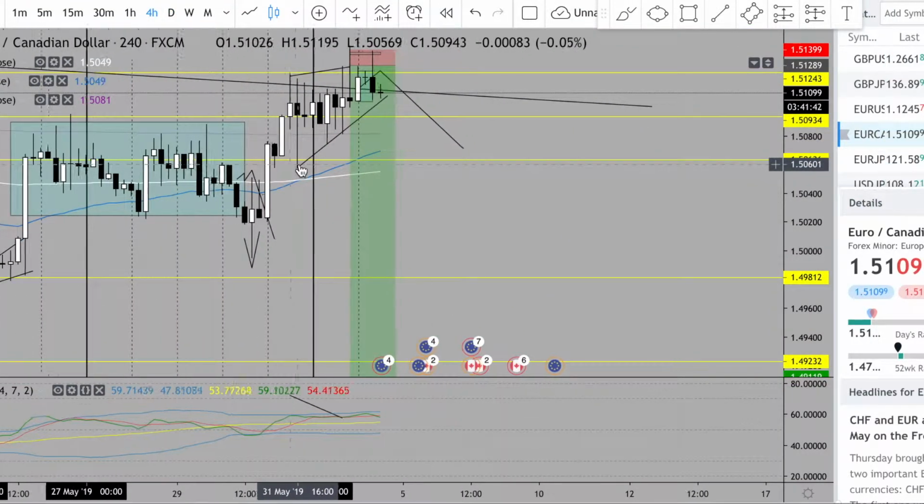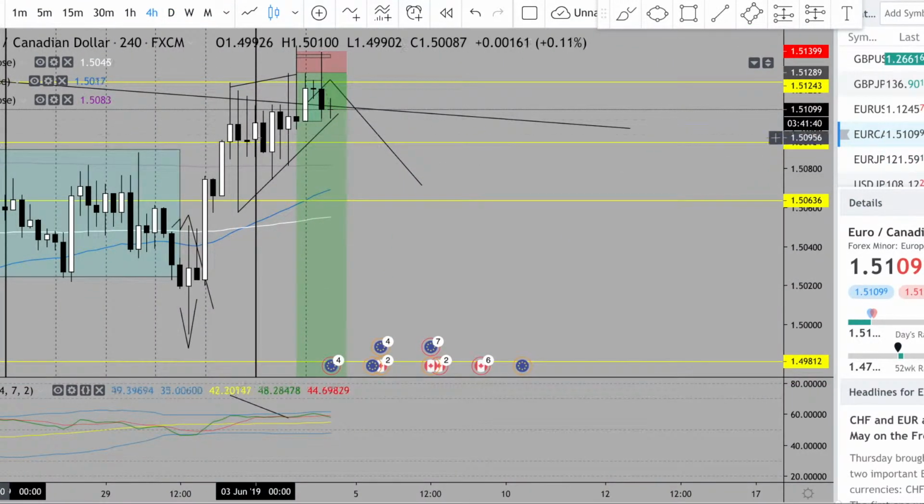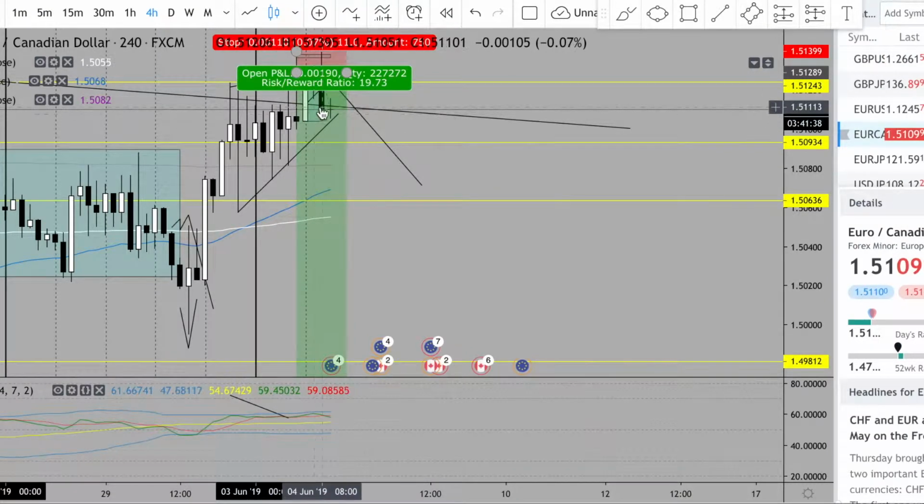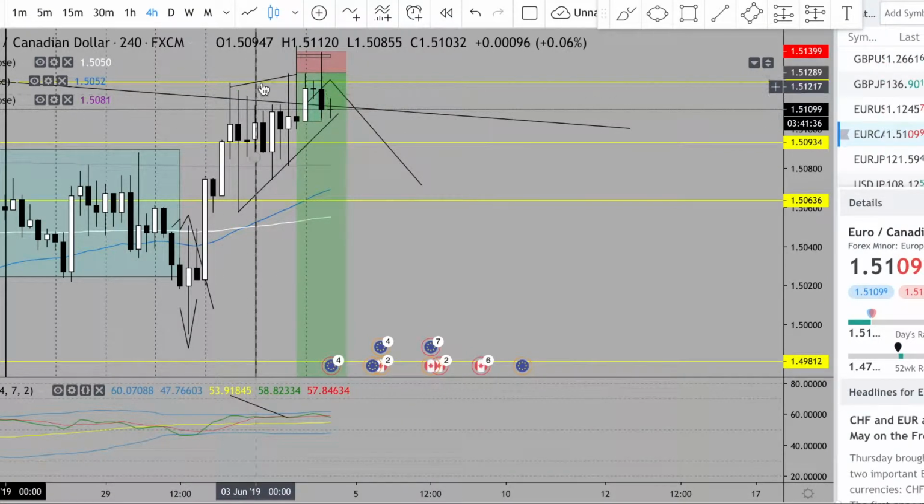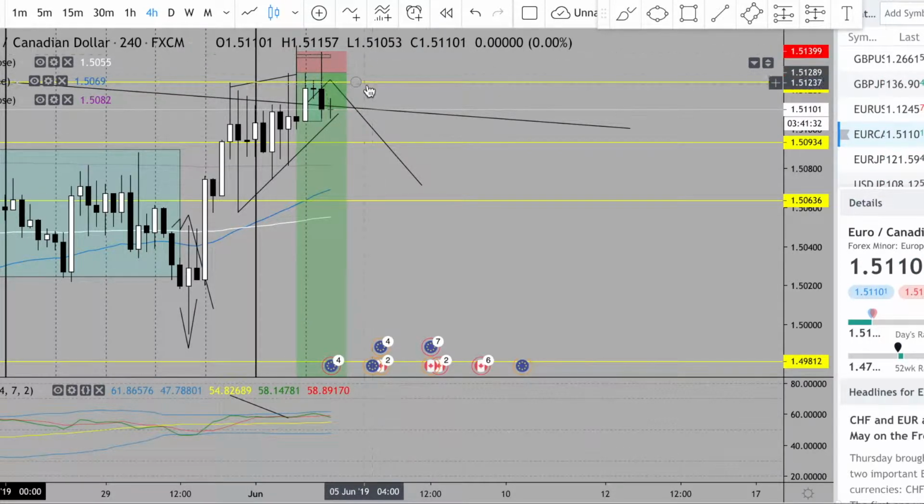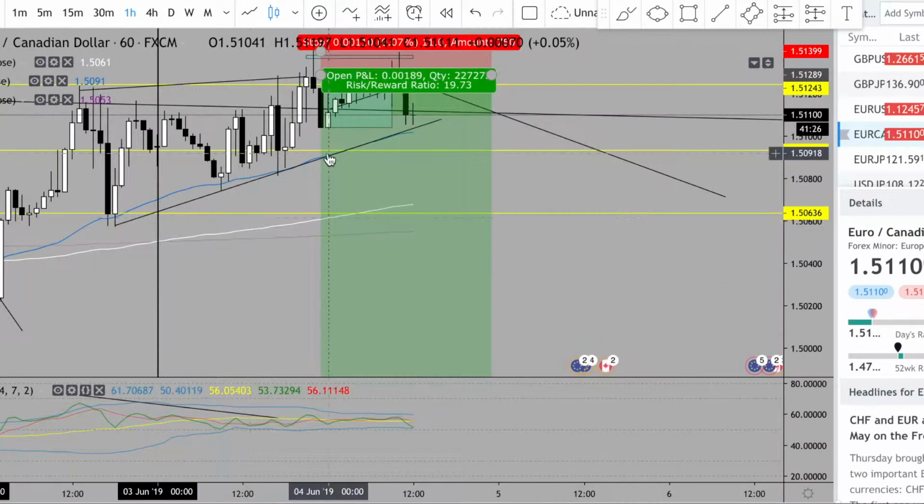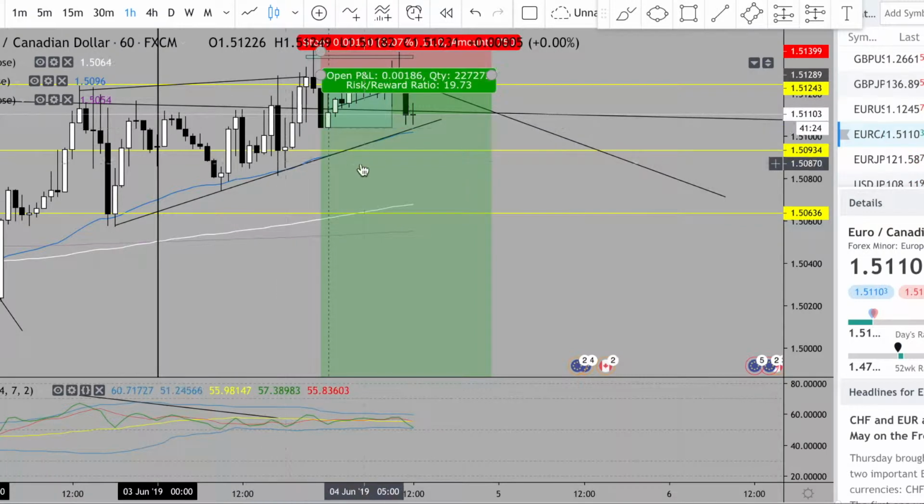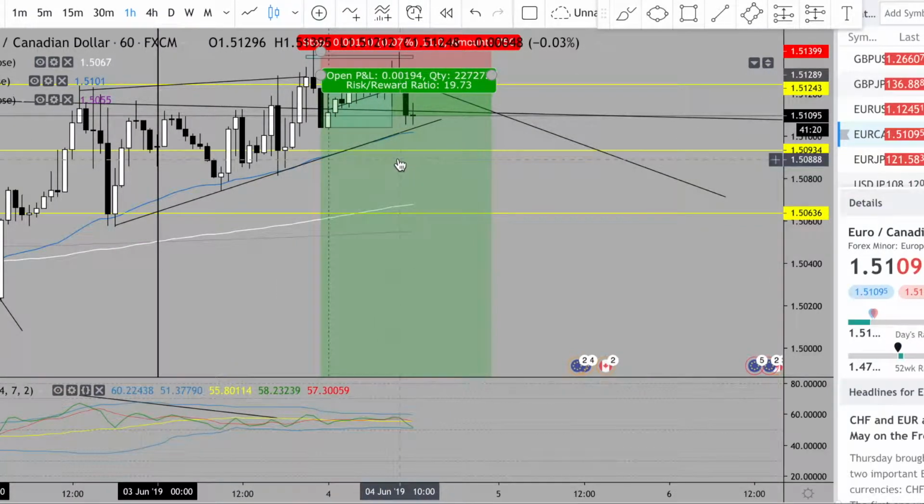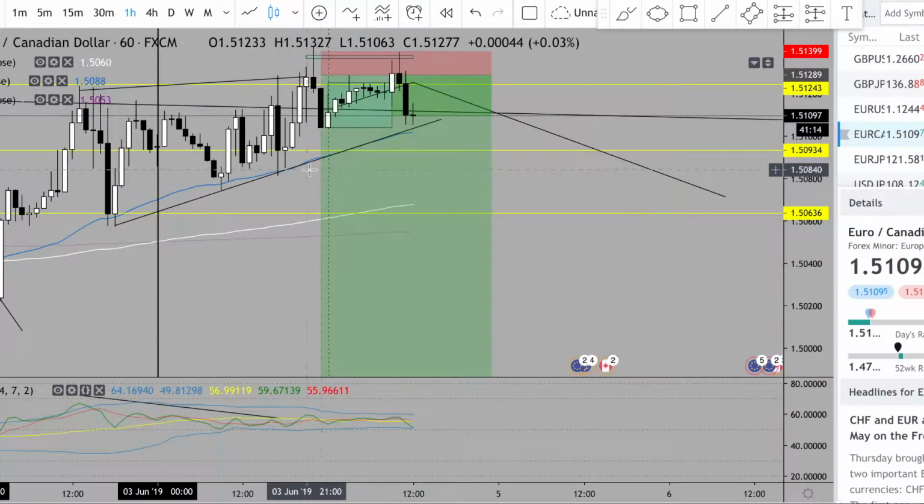If you go to the 4-hour chart, you can see the morning star right here, right? The morning star followed by the long wick. So it looks like there has been a stop hunt right here. If you go back to the 1 hour, you can see clearly a shooting star when the London session started right here.